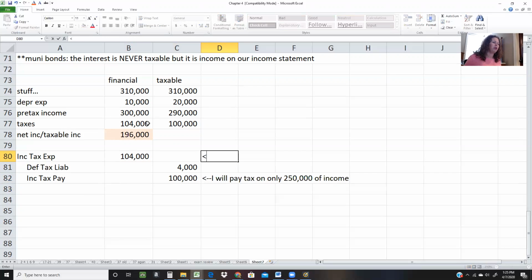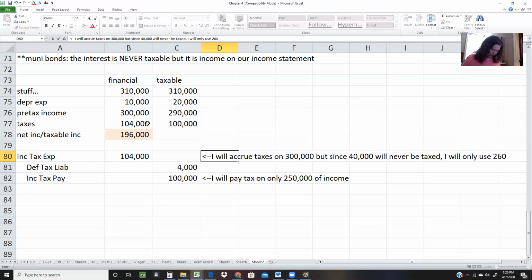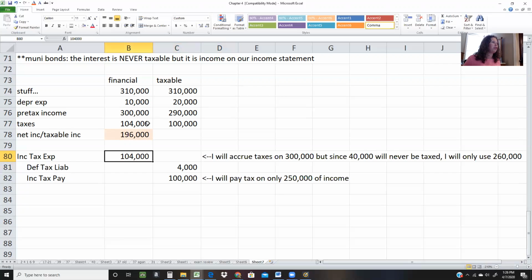Okay, so here, I thought I would pay tax on 300,000. But since 40,000 will never be taxed, I will only use 260. So this number is based on 260,000 at 40%.